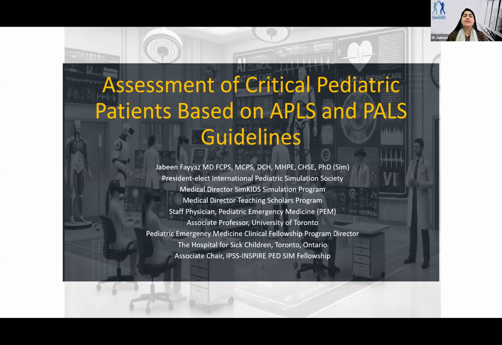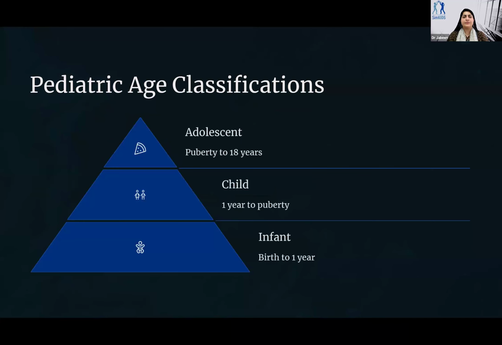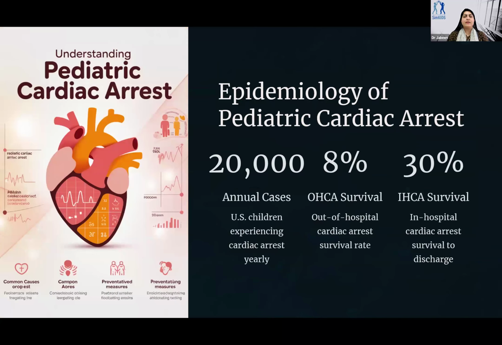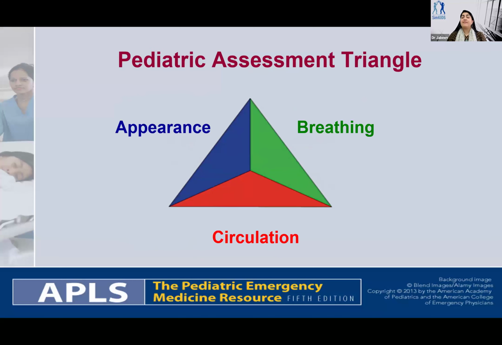I will very briefly, I know I'm skipping a couple of slides, give a summary of what we discussed in the last session. It was PAT, the Pediatric Assessment Triangle, where we did a lot of cases and talked about how important it is: appearance, breathing, and circulation, which is your PAT.